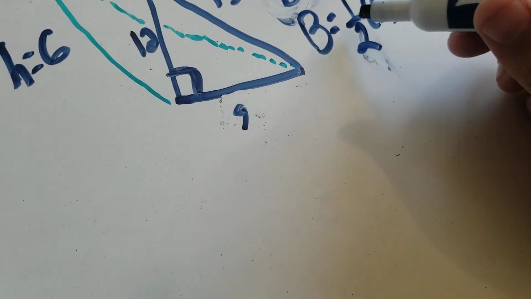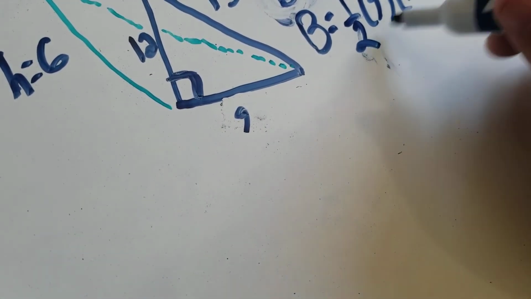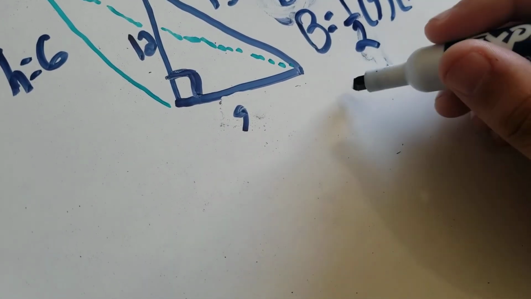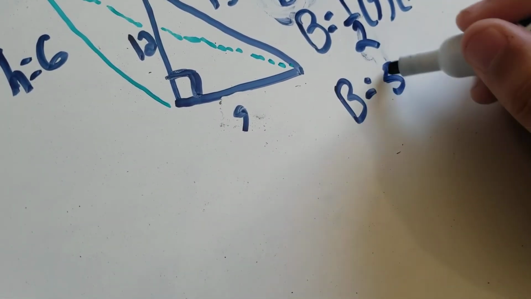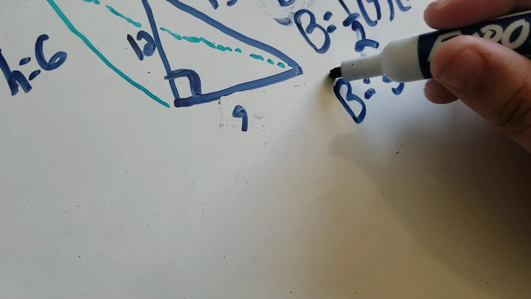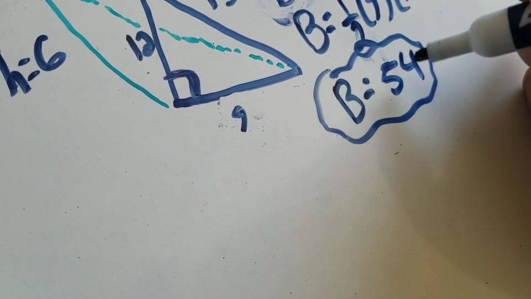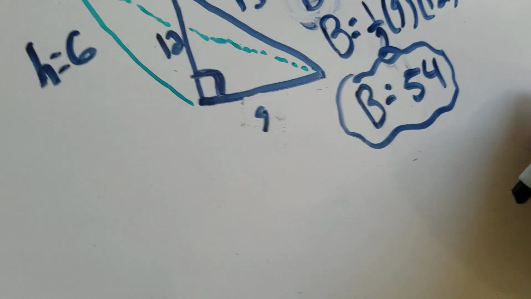So let's do the math. 1/2 times 9 times 12. 1/2 times 12 is 6. 6 times 9 is 54. So right now the capital B is 54. We're not done. We just found the first part.